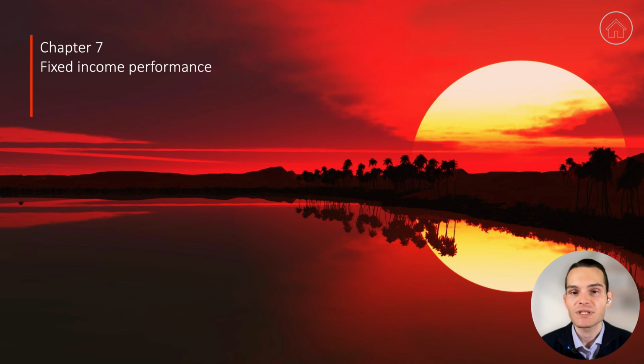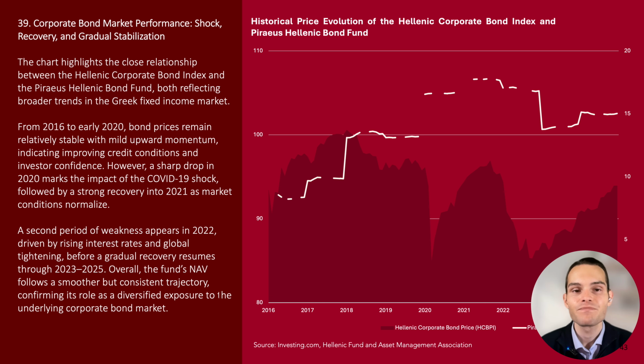Chapter 7 focuses on fixed income performance and how Greek bond investments behave through periods of crisis, recovery, and market stabilization. The Hellenic Corporate Bond Index and the Piraeus Hellenic Bond Fund remained relatively stable between 2016 and 2020 as market conditions gradually improved. A sharp decline appears during 2020 following the COVID-19 shock before markets recover strongly in 2021 with the support of central banks.